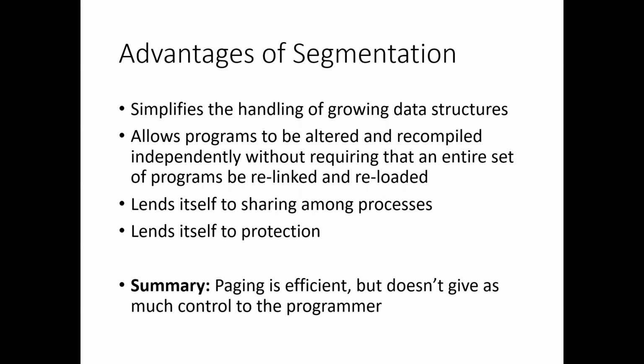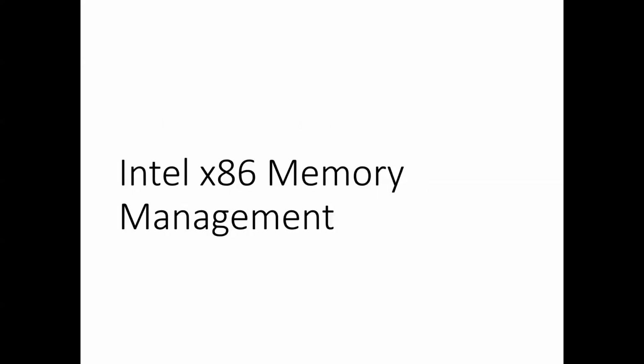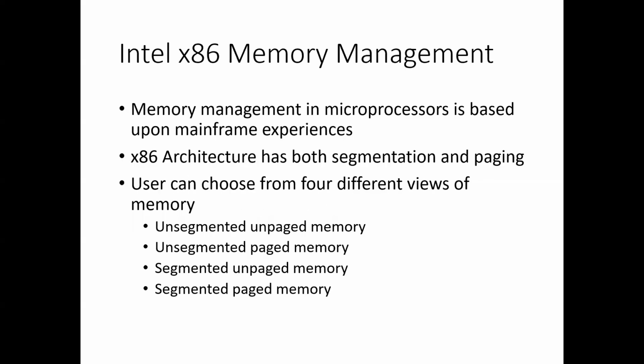So let's look at how this gets accomplished in a couple of different architectures. First, we'll talk about the Intel x86 memory management, which is based upon mainframe experiences. The x86 architecture has both segmentation and paging, and the user can choose from 4 different views of memory: unsegmented unpaged memory, unsegmented paged memory, segmented unpaged memory, and segmented paged memory. Now let's take a look at each of those.